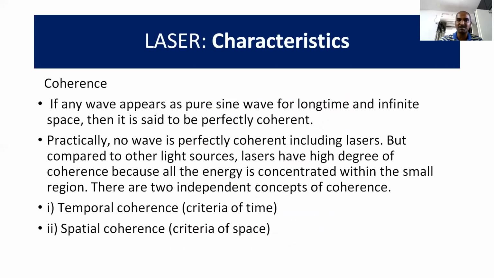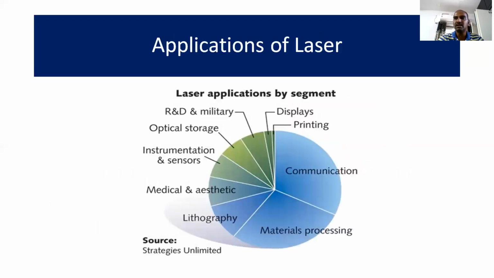Then what is meant by spatial coherence? The two wavefronts of an electromagnetic wave have to maintain a constant phase difference over any location, any distance. That means time is not a criterion here, irrespective of time. If you consider any two wavefronts of the electromagnetic radiation, they have to maintain a constant phase difference. In such a situation, we identify the type of coherence as spatial coherence. Achieving spatial coherence is a little more difficult when compared to temporal coherence.